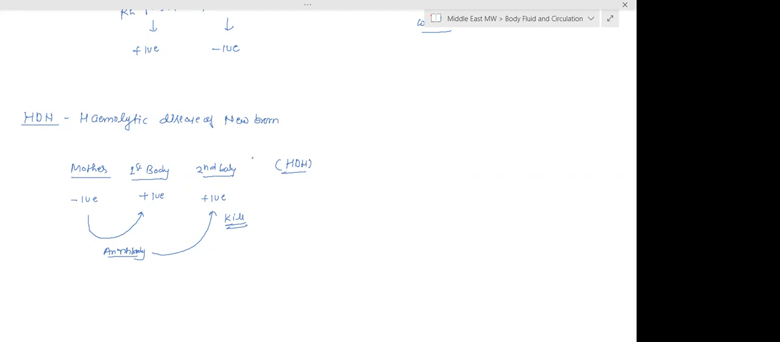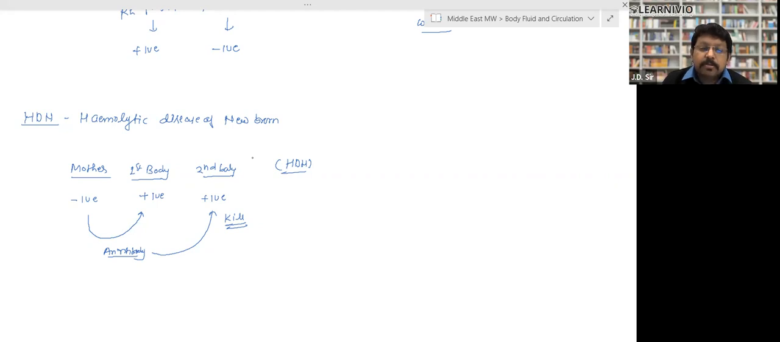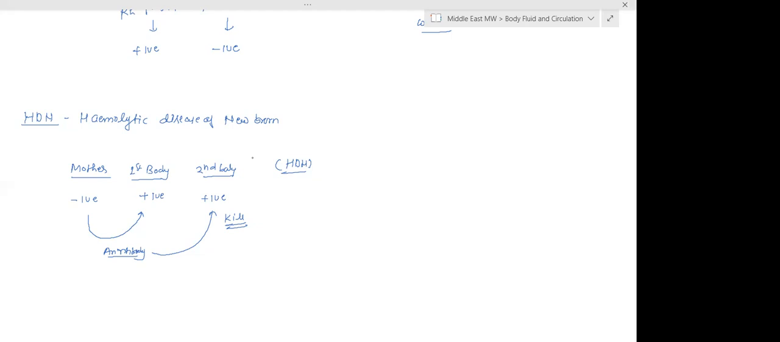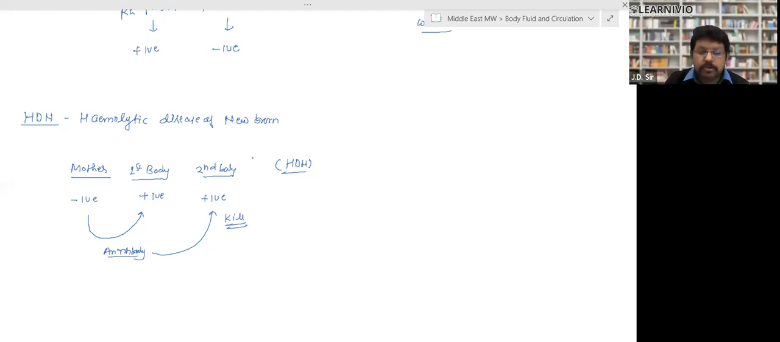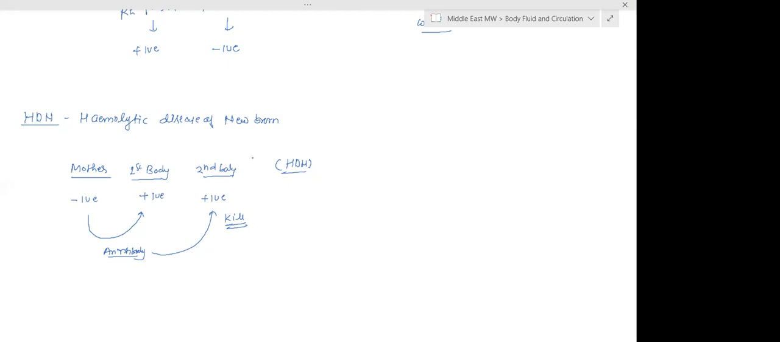So why will the first baby survive? Because immediately, transfusion of blood does not take place between the mother and the baby. There is no connection of blood with the placenta. Transfusion of blood does not take place between mother and baby with the help of placenta. Then the formation of antibodies is very slow. Clear? Yes, sir. That's why the first baby will survive, right? Yes, first baby will survive and second baby will die.